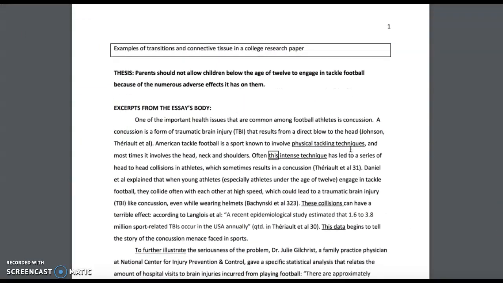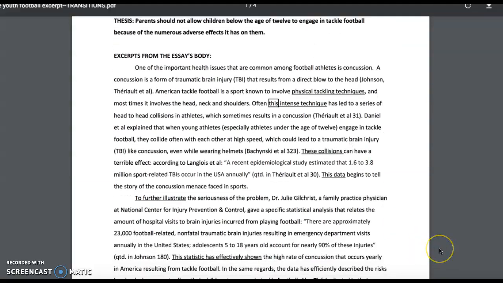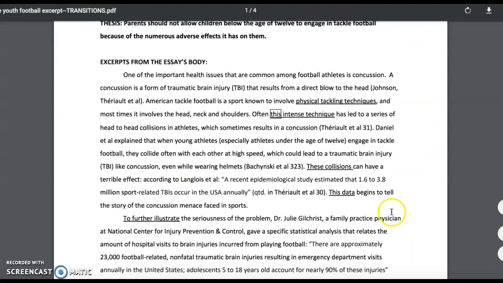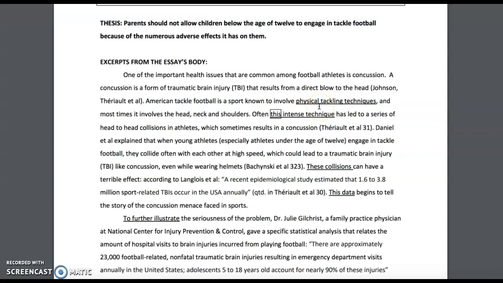ideas together. You'll notice that I have underlined some of the phrases here that this writer uses to help build cohesiveness, a cohesion between the ideas. Okay, so for example, in this section here, he's referring to physical tackling techniques, and the simple word "this" intense technique is a way to link back to what he was talking about.